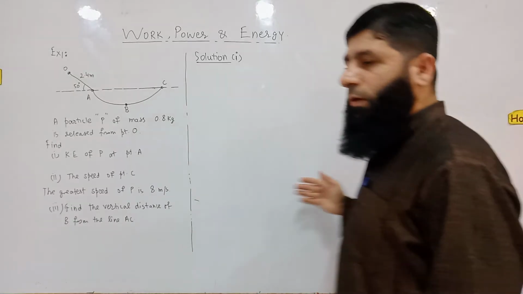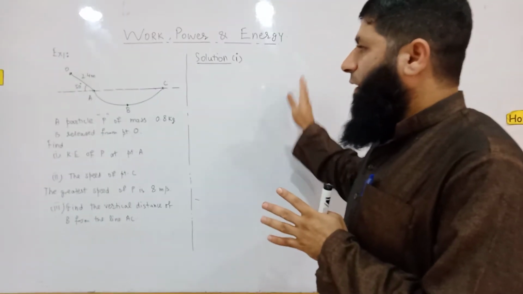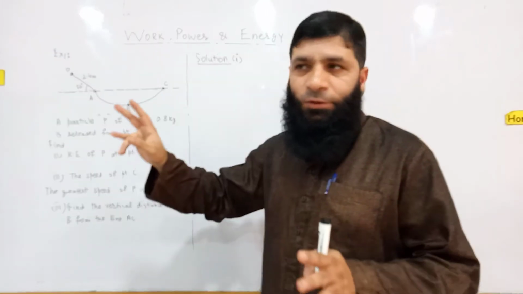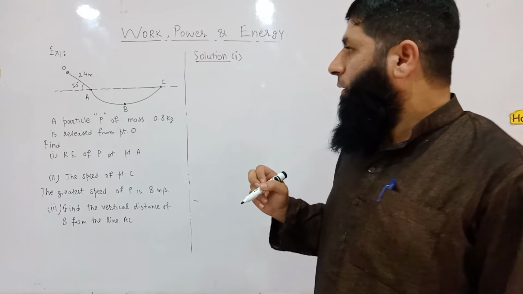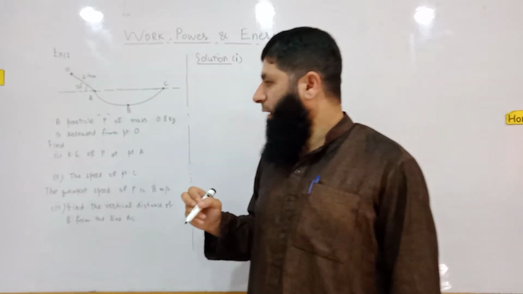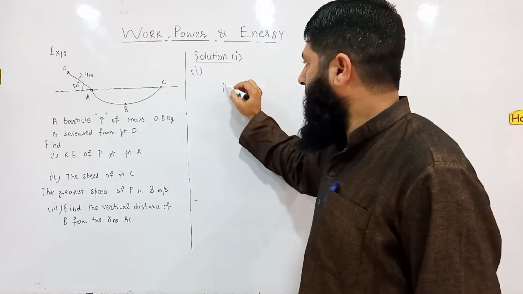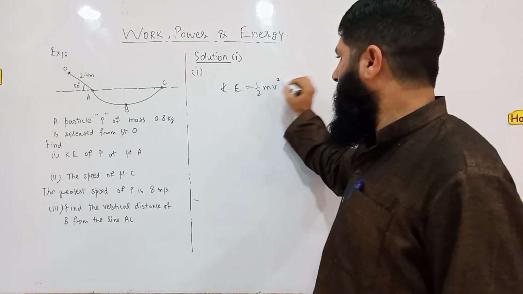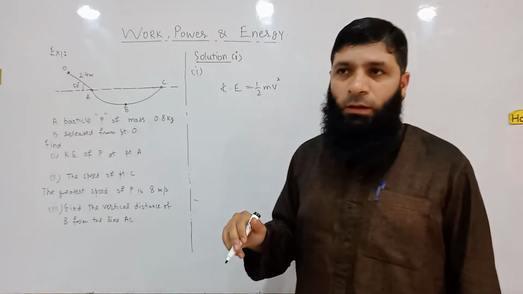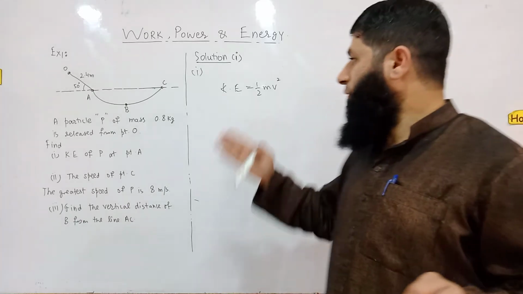Okay, let's start with the solution of part 1. We are supposed to find the kinetic energy at point A. We know that kinetic energy can be calculated by using this expression: kinetic energy is equal to half mv squared, but we don't have the velocity of this particle P, so we won't be able to use this formula.